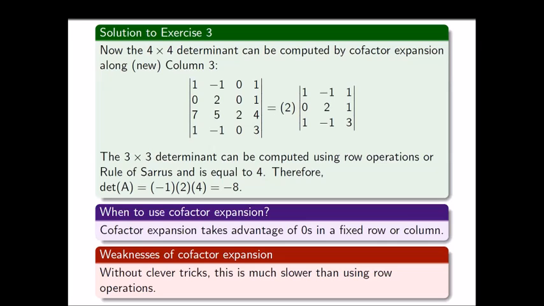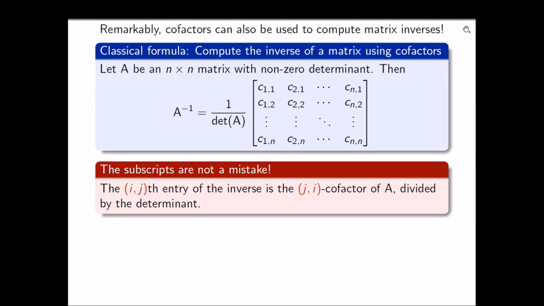So when should we use cofactor expansion? When there are a lot of zeros in a fixed row or column, because that's where we actually take advantage of cofactor expansion. And this also becomes the weakness of this method, because without tricks like these, this is much slower than using row operations. It's also important to note that cofactors can be used to compute matrix inverses.